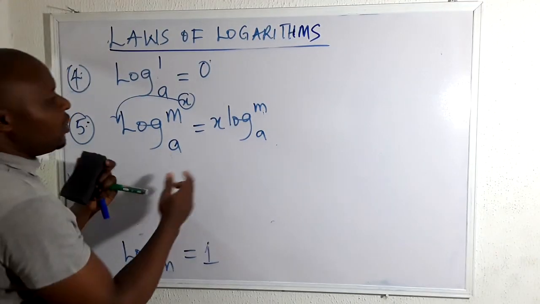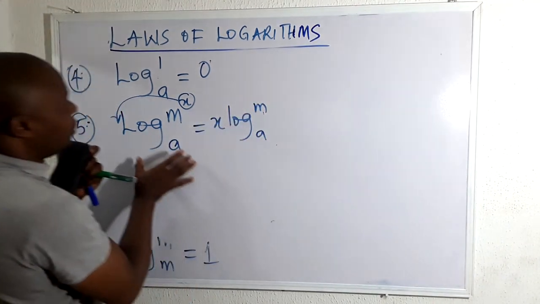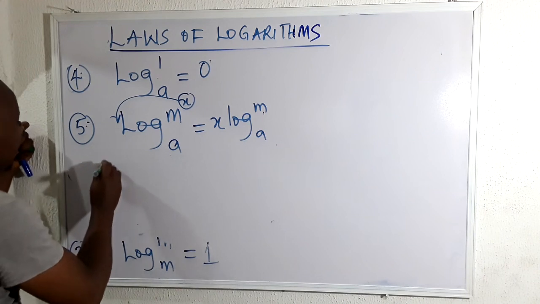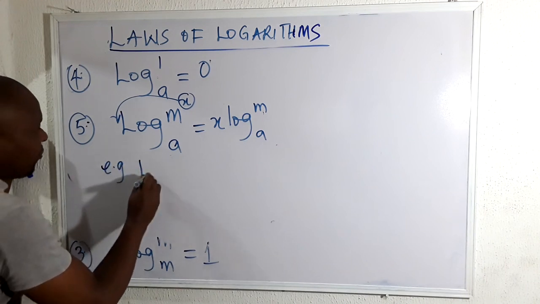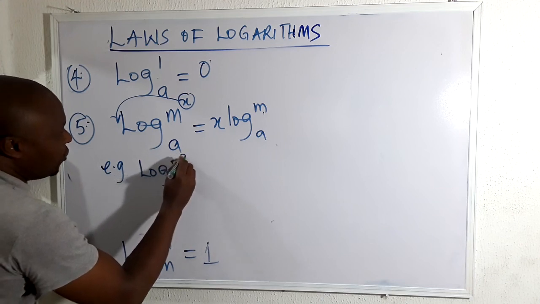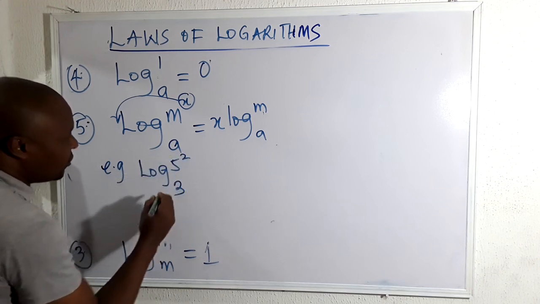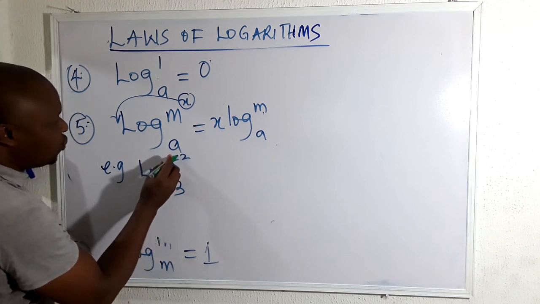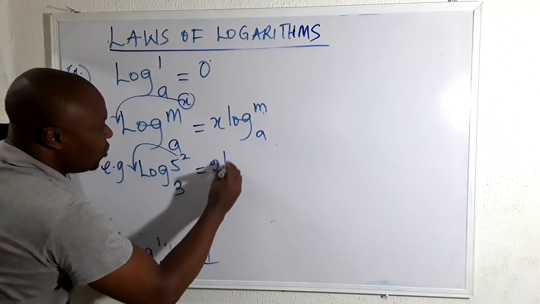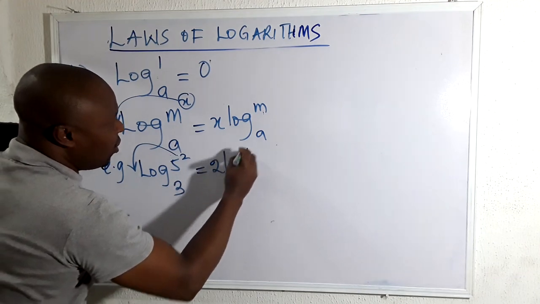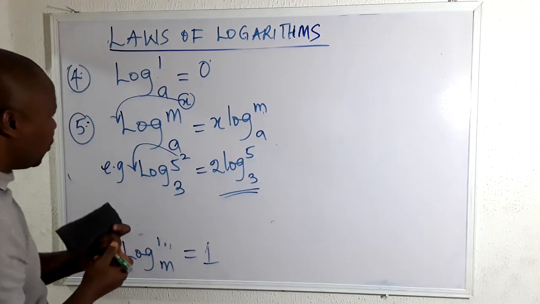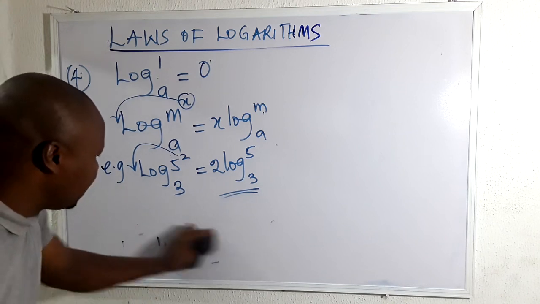The same way, you can also move this one back to get back this expression. An example would be that, for instance, if you have log 5 raised to power 2 to base 3, you can bring the 2 behind the log, so that will be the same thing as 2 log 5 to base 3.